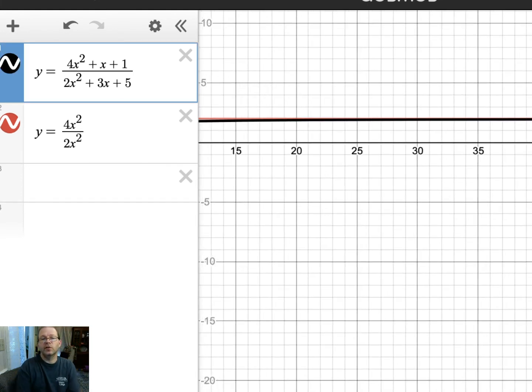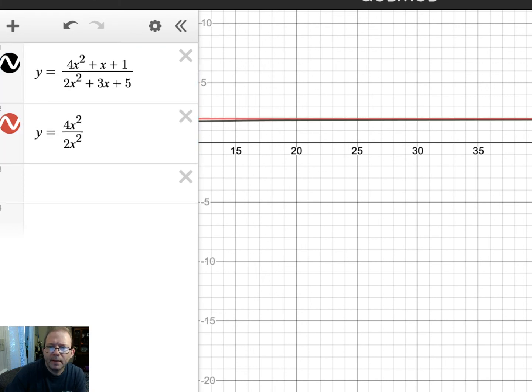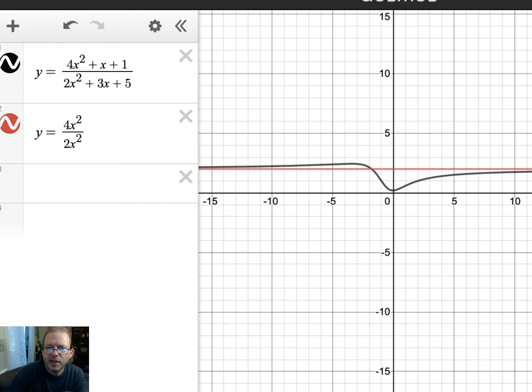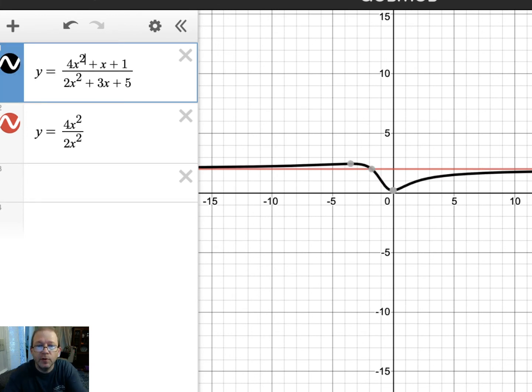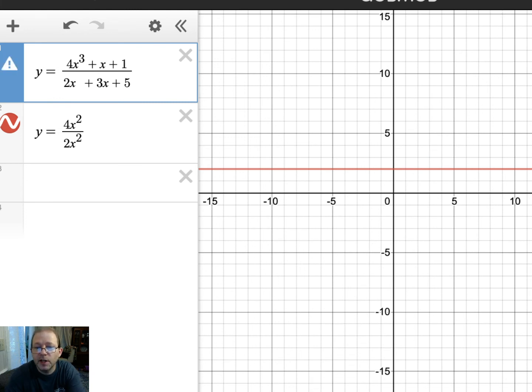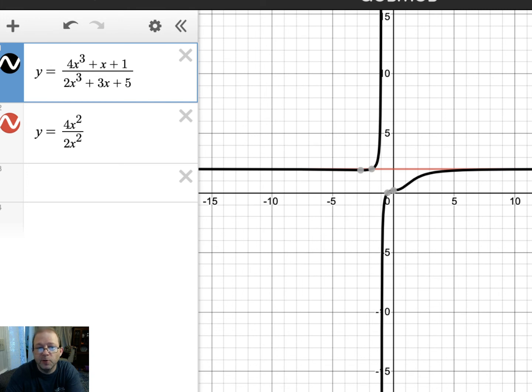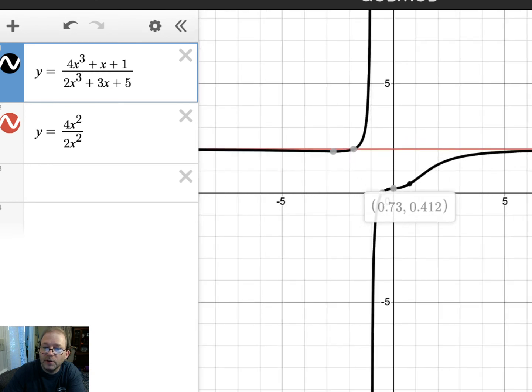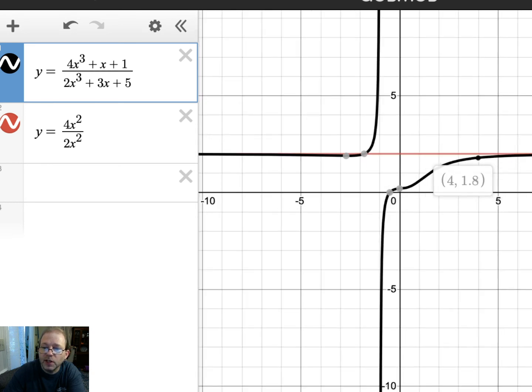So all we have to do is look at the leading terms, and that'll tell us what happens. Let's come back up here. Right now, these have the same degree. And if I change this to x cubed, notice now it's going off to infinity. If I change this one down here to x cubed, now it's approaching 2. The y value of this function is approaching 2 as x grows large.